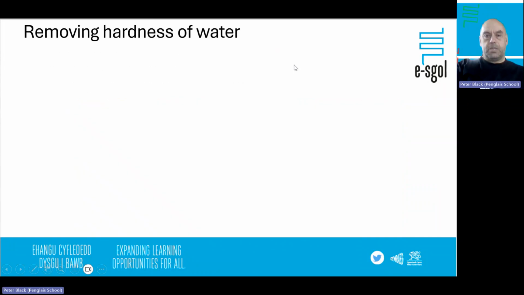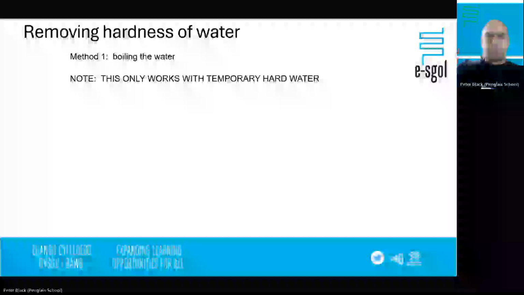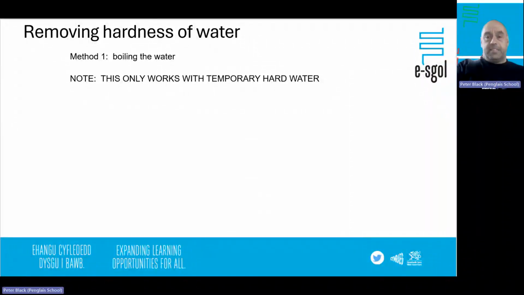Okay. So then the final thing, we're just going to talk about removing hardness of water. I'm not going to spend long on this because it would take far too long to go through it properly. But we already know how to remove it: if it's temporary hard water, we simply need to boil the water.